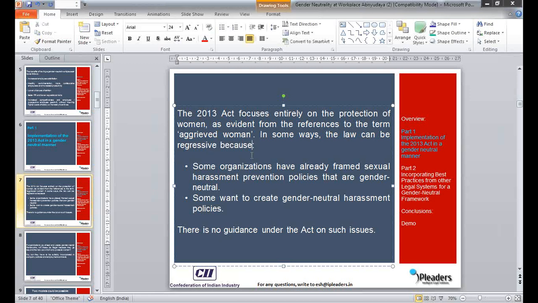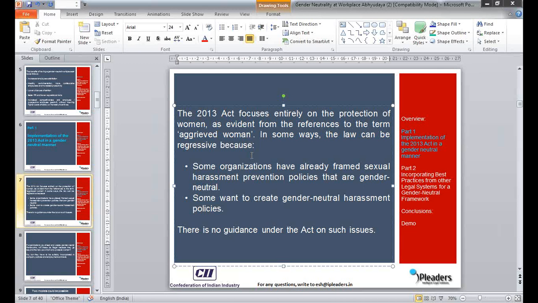Now, what were the challenges faced by organizations when this Act was notified? There were some companies and organizations which had already framed gender neutral anti-sexual harassment policies. They had done that on their own, in compliance with their global standards. If it is a large multinational corporation with offices everywhere, guided by its US or UK head office, then it would implement this in a gender neutral way across all its offices, including India.